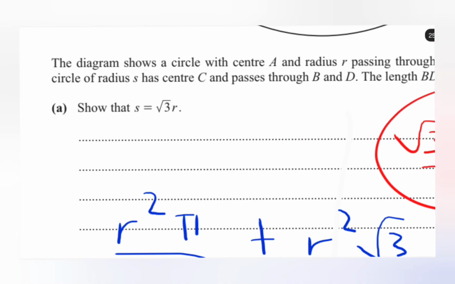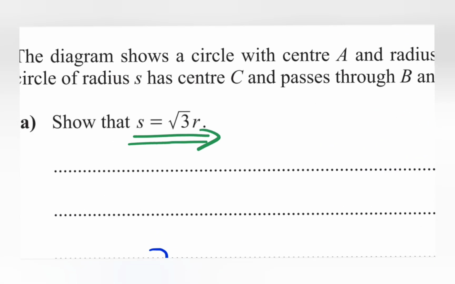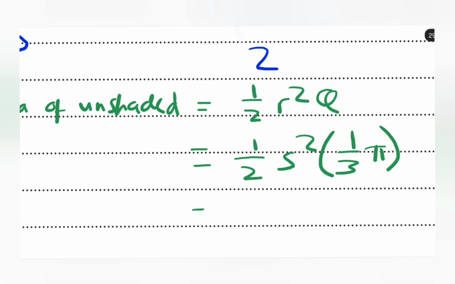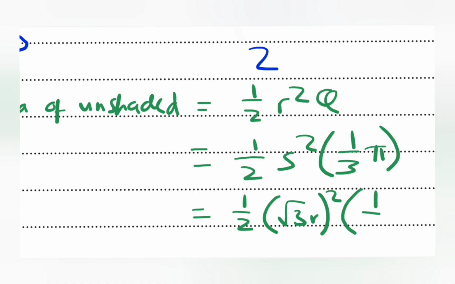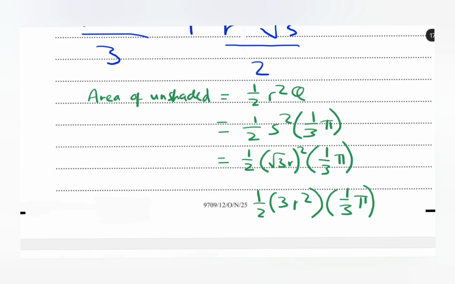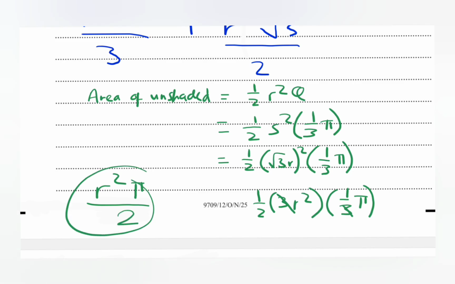But remember, from part A, we expressed s in terms of r. So in place of s, I'm going to use root 3 r. So that's half, root 3 r squared, then a third pi. That will be half multiplied by 3 r squared multiplied by a third pi, and this gives us r squared pi over 2.